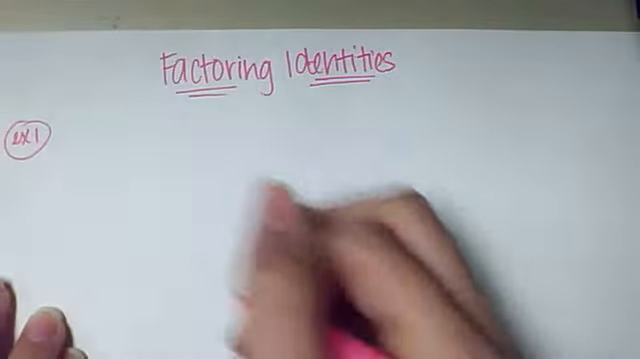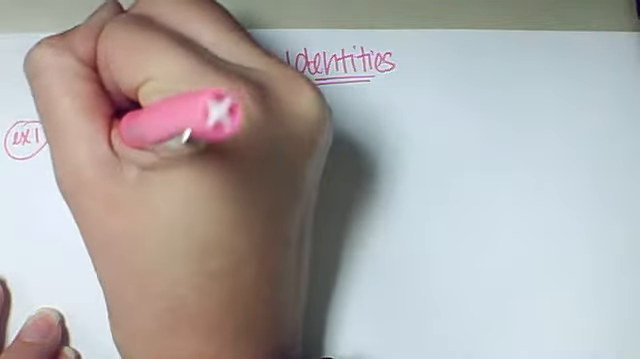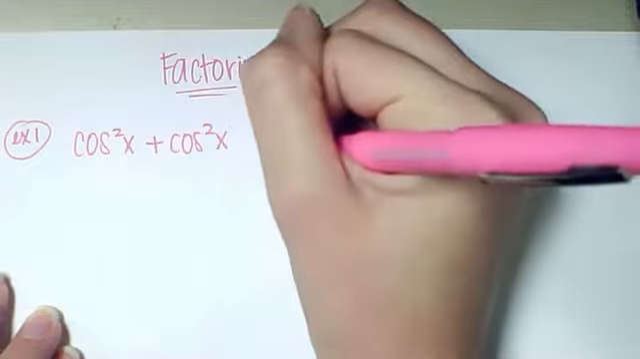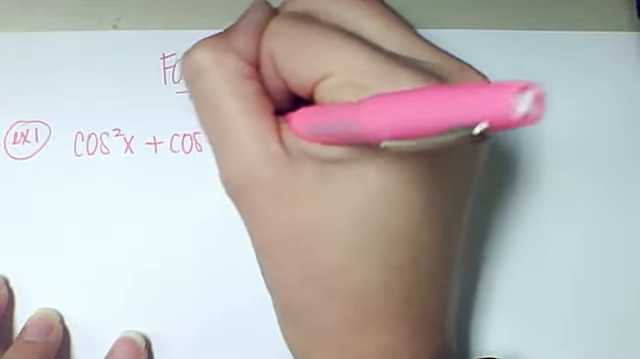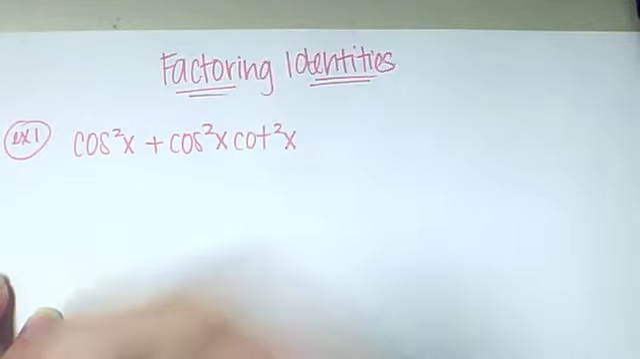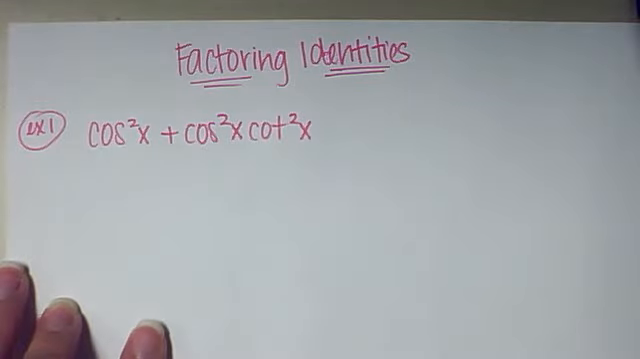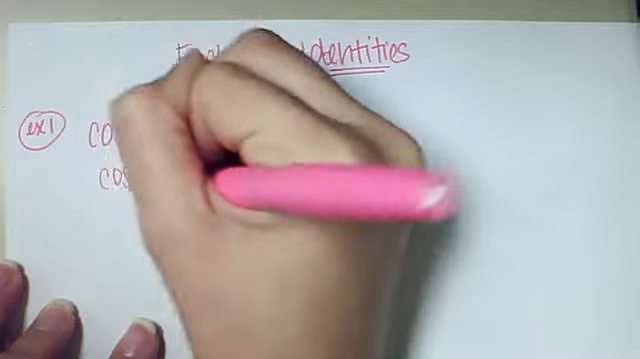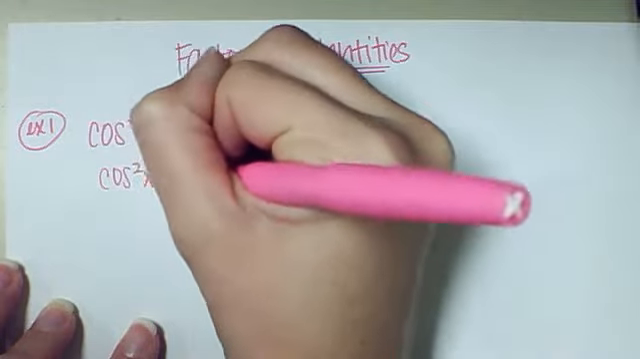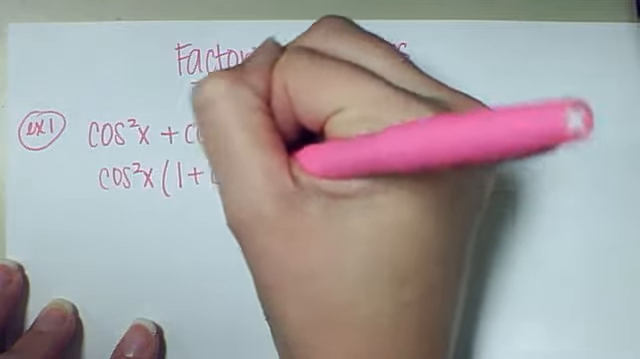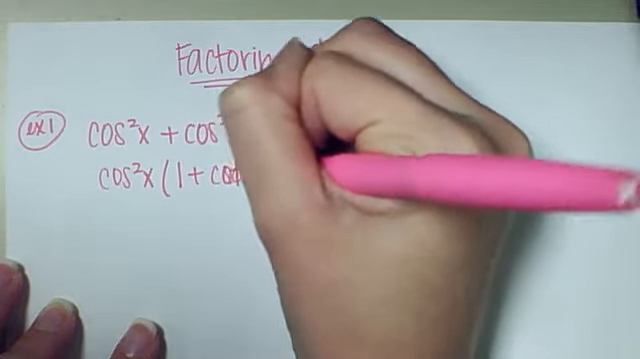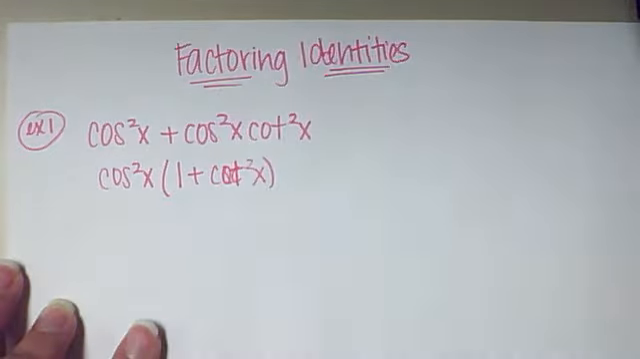The first one is about common terms. We've actually done one like this before. This is just a little bit more complicated. So if I have cosine squared x plus cosine squared x cotangent squared x, and I want to simplify, I notice that both terms have cosine squared x. So I take that out, and I have 1 plus cotangent squared x.